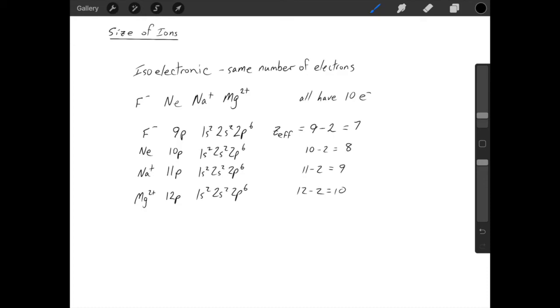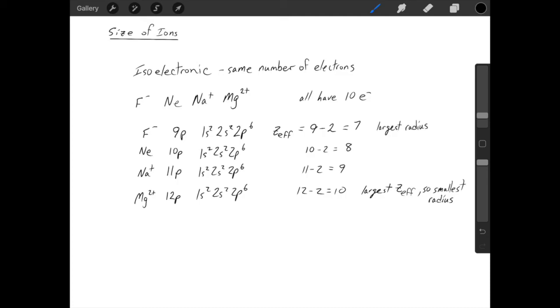And we can see that the effective nuclear charge within an isoelectronic series gets bigger as more protons are added, which seems entirely reasonable. And because magnesium 2+ has the largest effective nuclear charge, and its electrons are in the same shells, same positions as all the others in this series, the magnesium 2+ is going to be the smallest. And by a similar argument, the fluoride ion has the smallest Z effective, so it will have the largest radius.